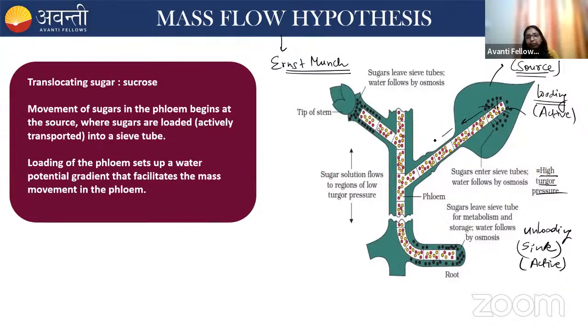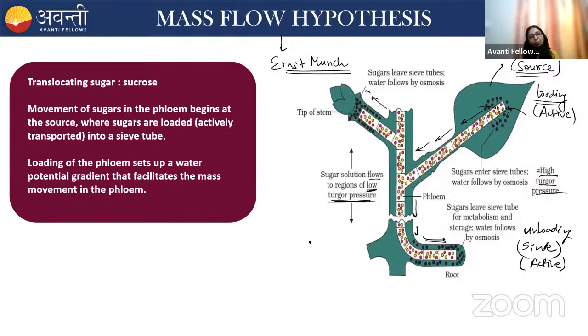And when this solute moves in the phloem towards the sink, sinks are the sites where the turgor pressure is low. So the sugar solution flows to the region where there's low turgor pressure. Once it reaches the sink, the unloading takes place. That means all the solute is moving out of the sieve tubes.